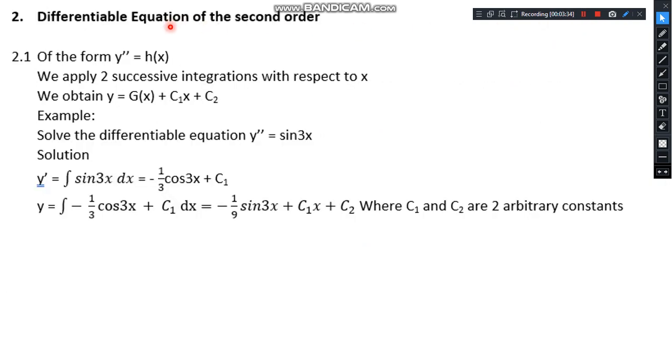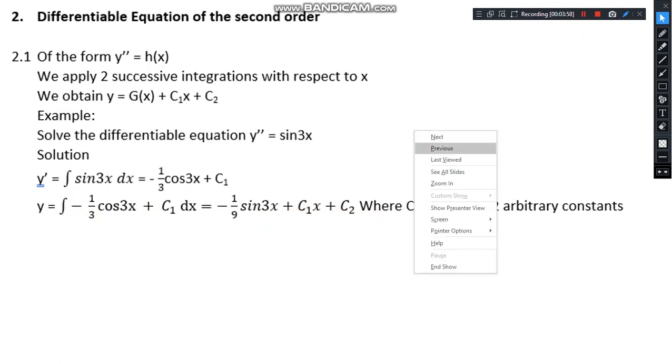Now, differential equations of the second order: you have y'' = h(x). So here, it's very easy. You integrate twice. Let us take this one. Suppose y'' = sin 3x. If you integrate the first time, -1/3 cos 3x + c1. To find y, I integrate again. So it will be -1/9 sin 3x + c1 x + c2, where c1 and c2 are constants belonging to the real numbers.